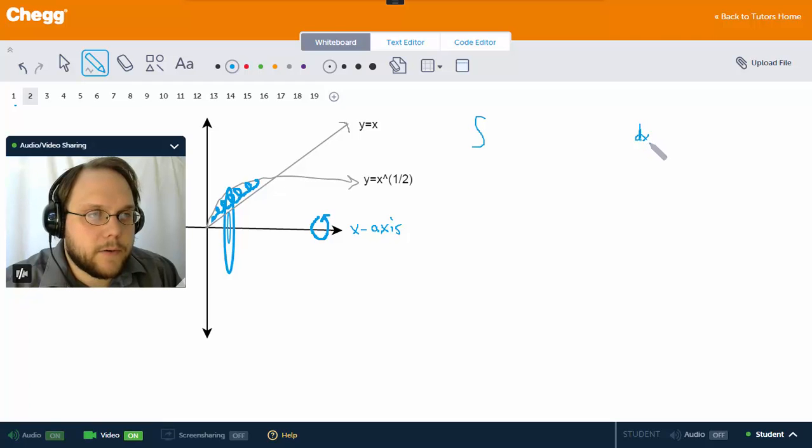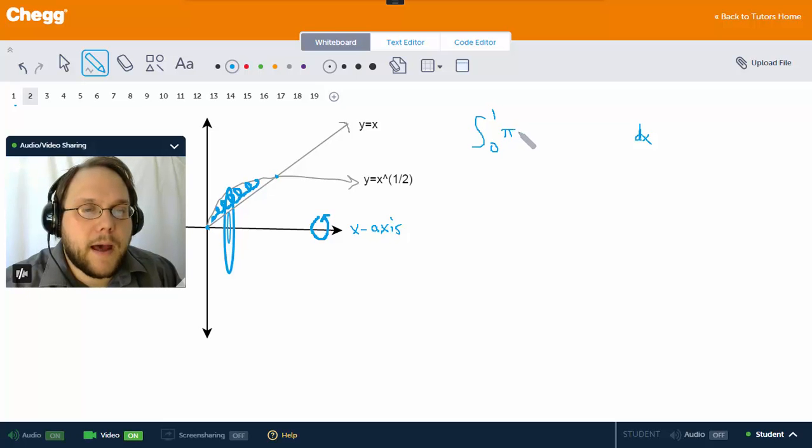Now we have to wonder, what are our limits of integration? Well, they're going to go from where we start taking cross-sections, which is right here at x equals 0, to where we stop, which is right where these two curves meet. At that point, if you set these two equations equal to each other and solve, you'll find that that occurs at x equals 1.